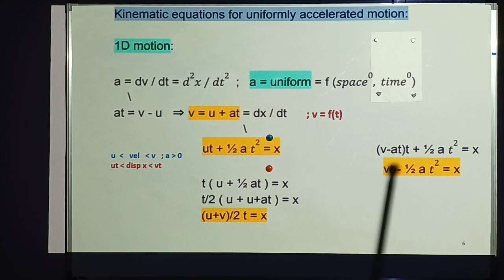And then this is equal to ut plus half at square. So instead of u, I can write v minus at. That will give me vt minus half at square. So this is either ut plus half at square or vt minus half at square.